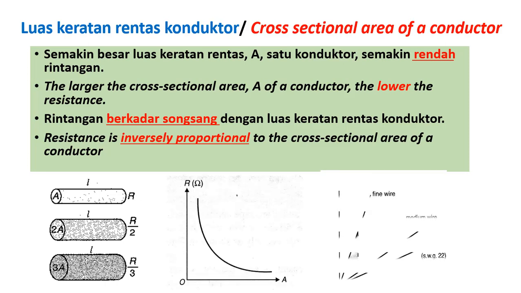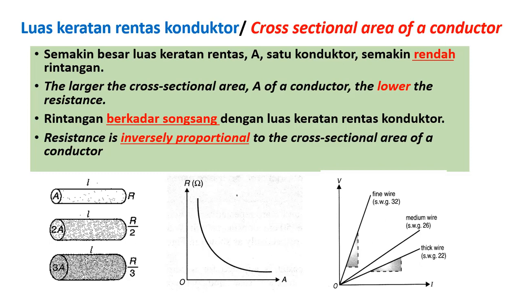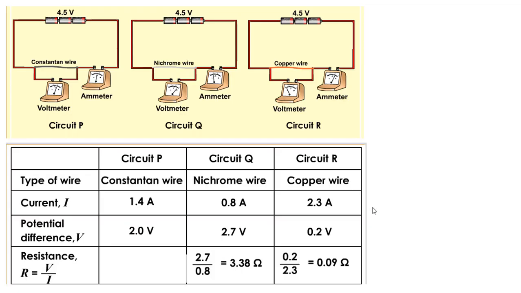Okay, that is the graph, V versus I. When we look at it, there are three types of wire: SWG32, the fine wire; medium SWG26; and the thicker wire SWG22. The thicker wire has the smallest gradient, which means it has the smallest resistance, while SWG32 is the thinnest wire and it has the greatest gradient and the greatest resistance.